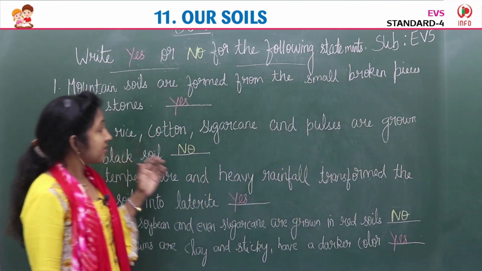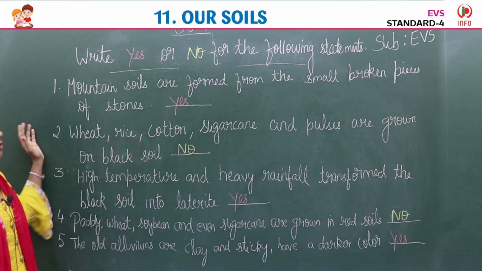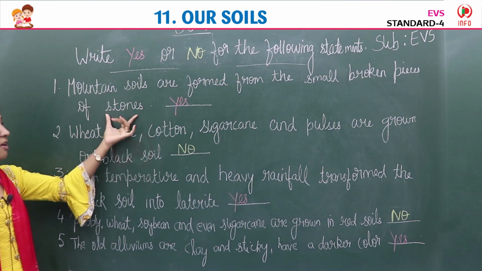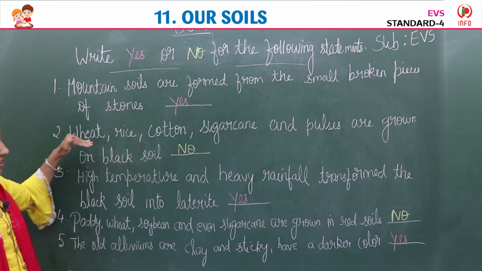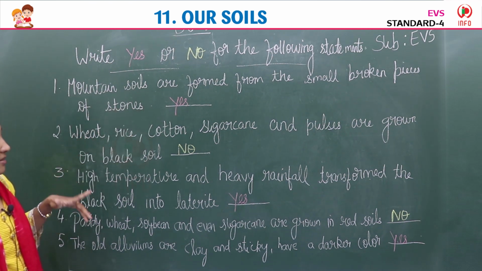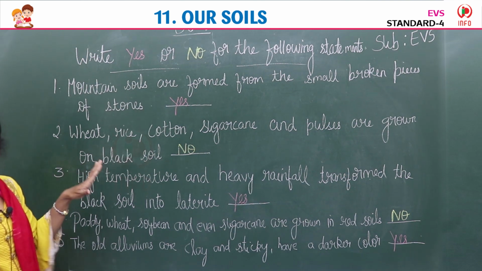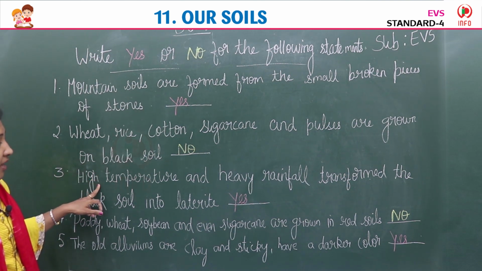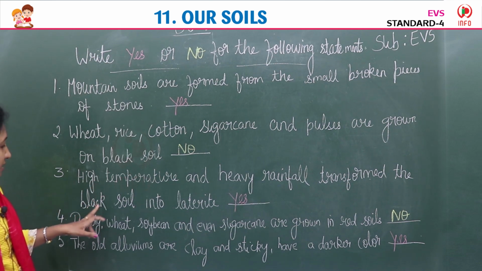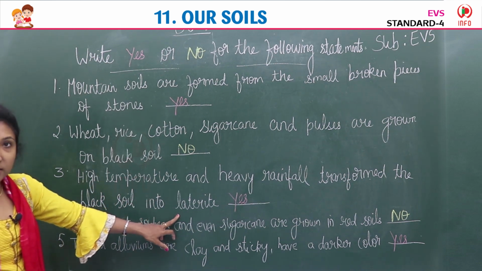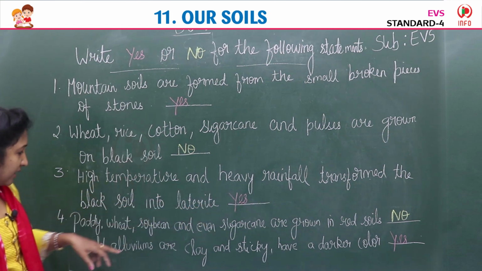Okay, so that's about yes or no. Mountain soils are formed from the small broken pieces of stones. Yes. Wheat, rice, cotton, sugarcane and pulses are grown on black soil. No. High temperature and heavy rainfall transform the black soil into laterite. The statement is right. So answer is yes.